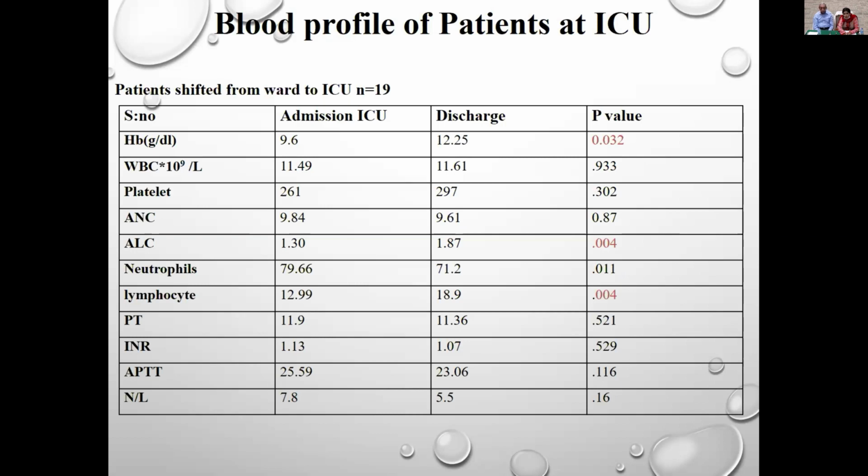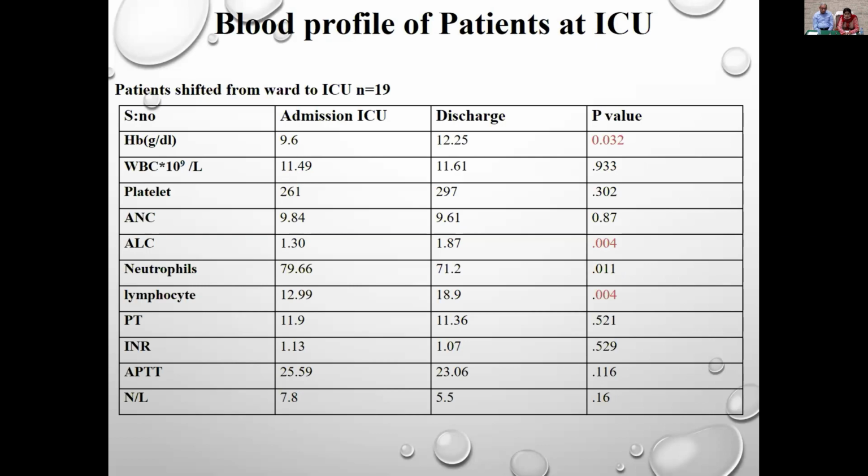The WBCs were more or less the same, and the platelets were also the same between the ICU and the non-ICU setting. But there was a difference in the ANC. The ANC was higher when they were shifted to ICU. But on recovery, whether they were going home or were shifted to isolation again, their ANC was decreasing.